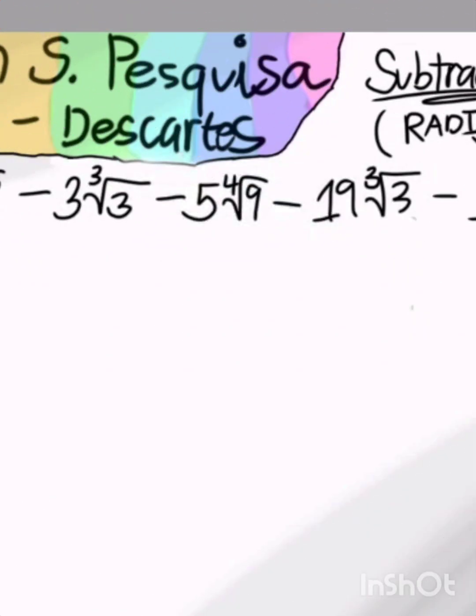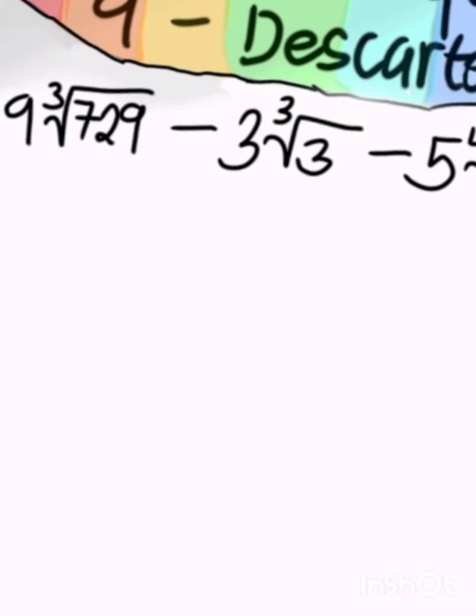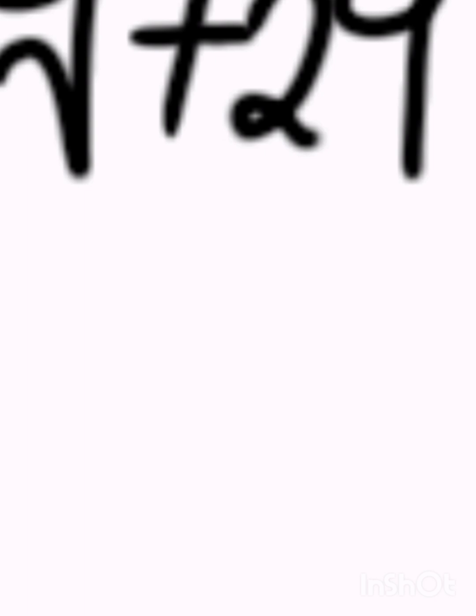Next, I will explain the subtraction of radicals. In your POV again, I know it looks so hard again, but each step I make will make it simpler. So let's start with the first step: 9 cube root of 729. So we need to find the factors of 729 by cube root.